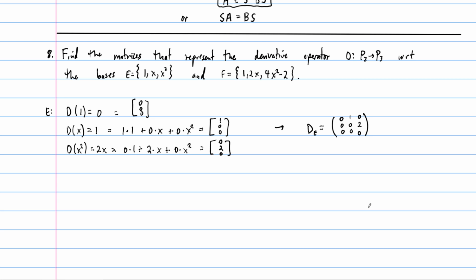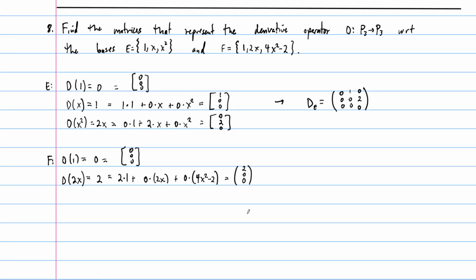All right. And let's now take the same approach for the second basis, right? So we already know what happens to 1. The derivative of that is 0. The 0 vector is the 0 vector in every basis, right? So that's just 0. We now need to take the derivative of 2x, which is of course 2. And so that's going to be 2 times 1 plus 0 times 2x. Notice we have to use this basis now. Plus 0 times 4x squared minus 2. And so that's the vector 2, 0, 0.